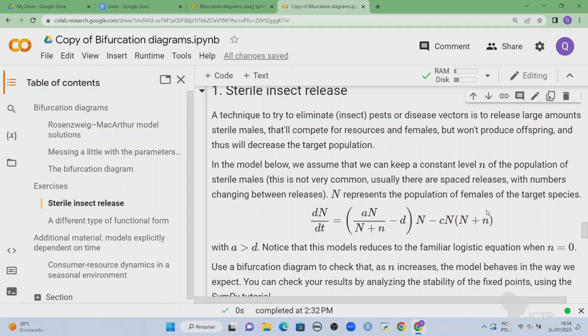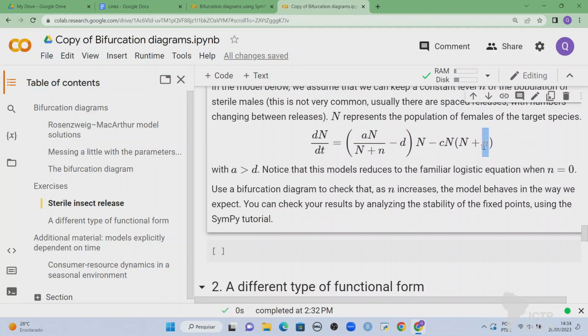And then also the small n here affects competition. Usually you have a constant times N squared for competition, but now the small n also affects competition. It also increases this competition. It competes with the other ones.